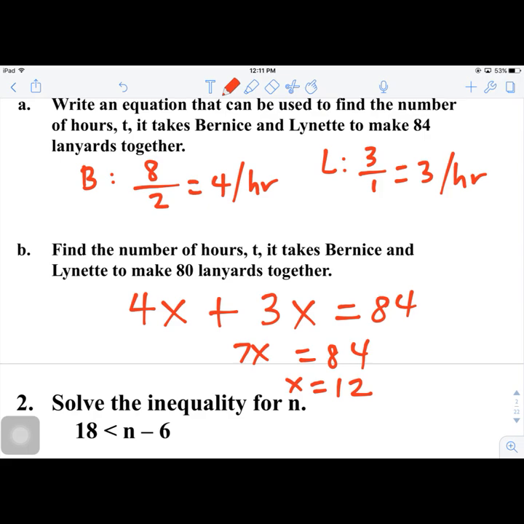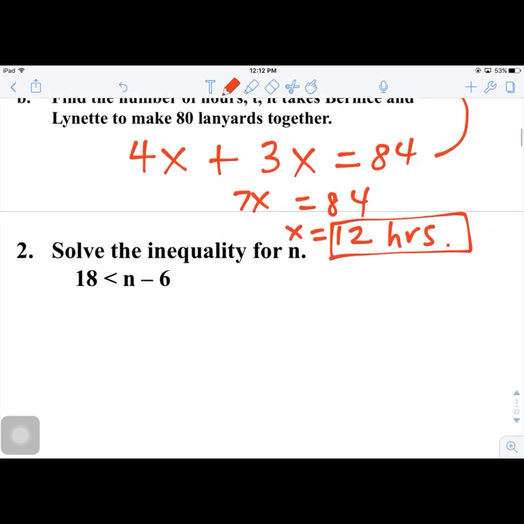Actually, this part belongs to part B. So this is the equation for part A, and the answer is 12. So the number of hours it takes for Bernice and Lynette to make 84 lanyards together is 12 hours. So it will take them 12 hours to make 84. Next question.